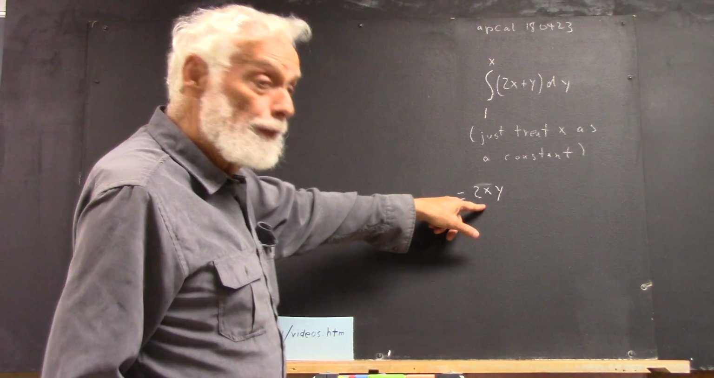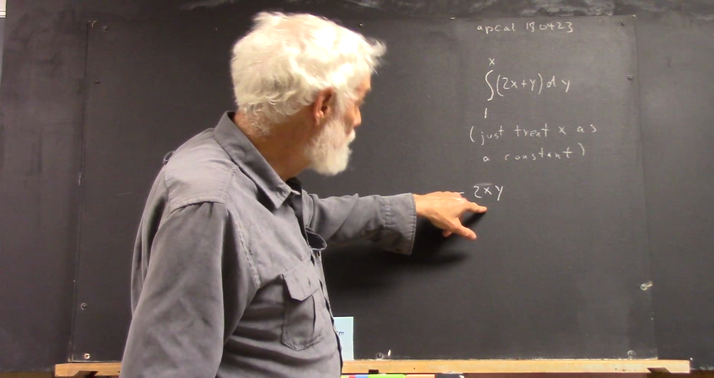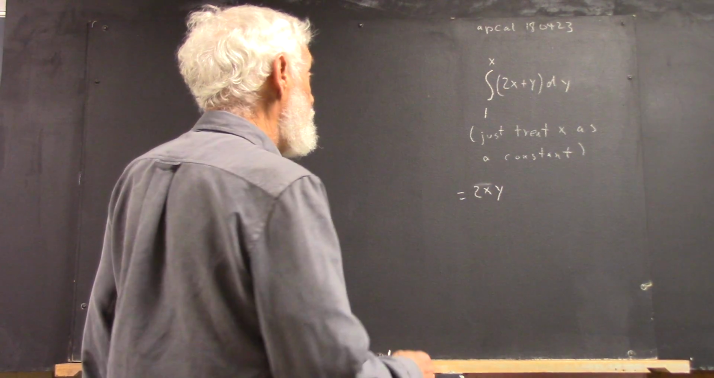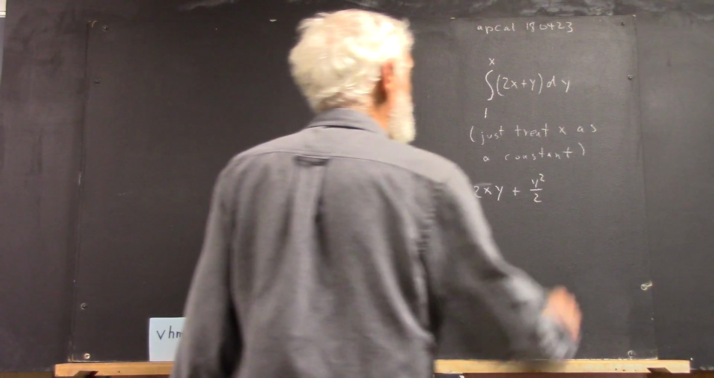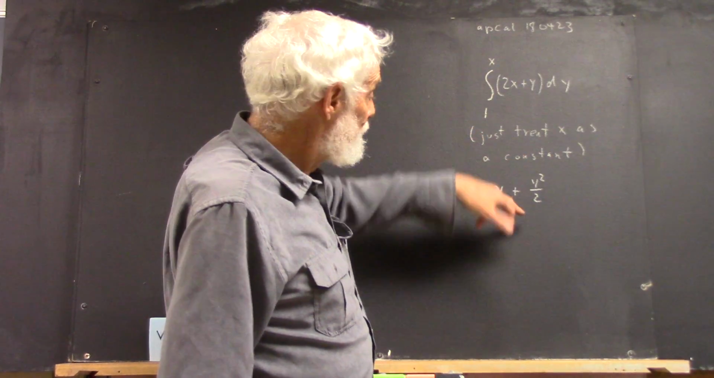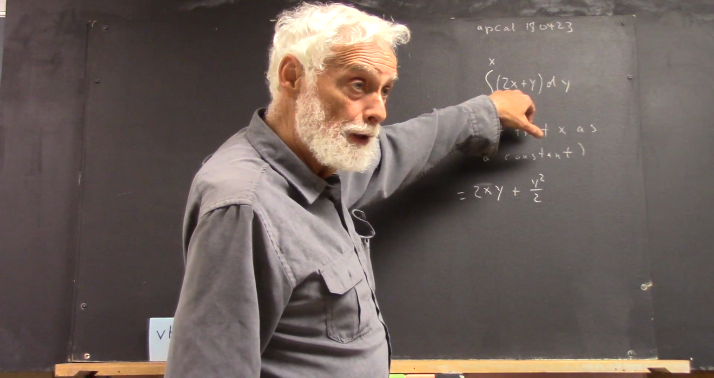Because the derivative of this with respect to y is just 2x. So this is the antiderivative of this. Okay? And then, of course, we have y squared over 2, which, with respect to our changing quantity y, is the antiderivative of y, because the derivative of this is y.